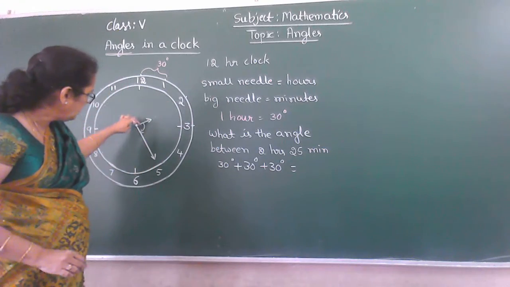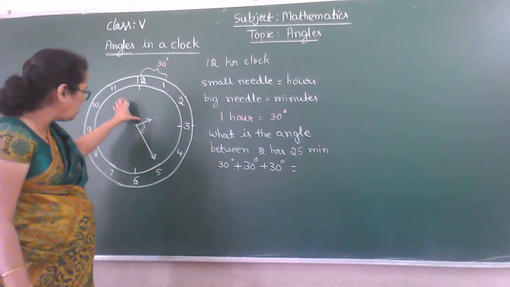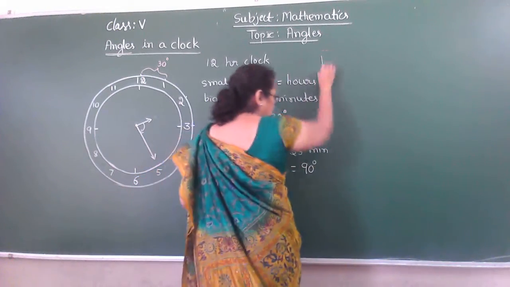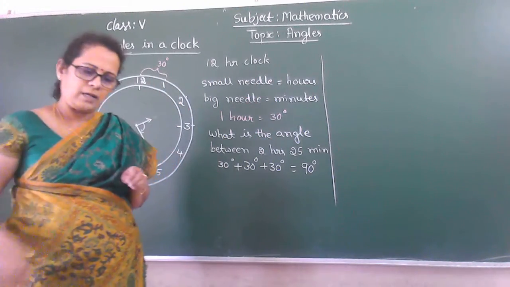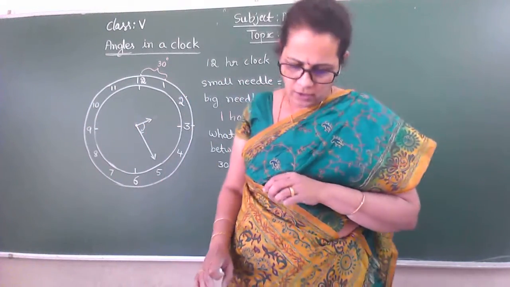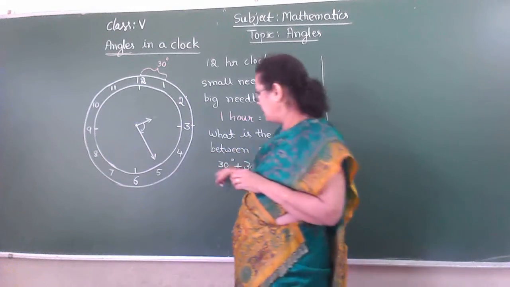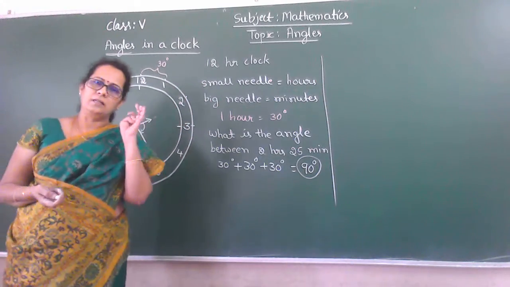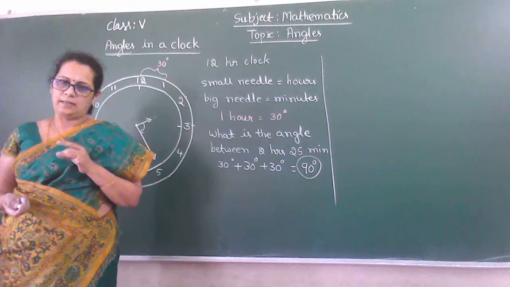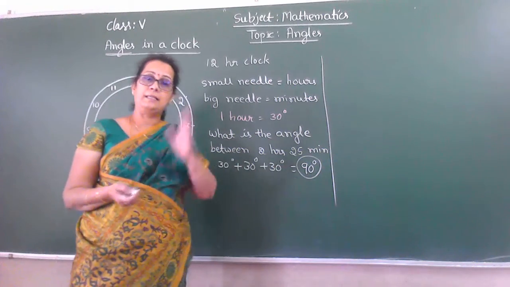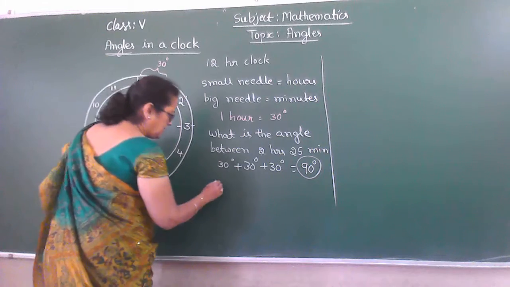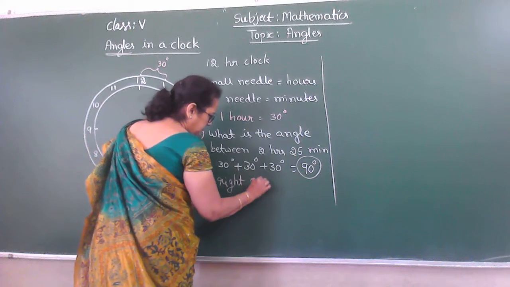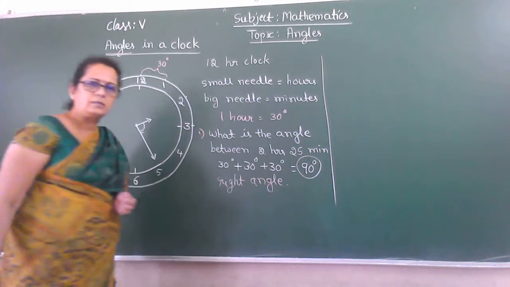So the angle formed here between the small needle and the big needle is 90 degree. Okay, it is 90 degree. I will give some more examples. And also, 90 degree means which angle is this? Whether it is right angle or acute angle or obtuse angle. If the angle is 90 degree exactly, which angle is this? This is right angle. Okay. This is right angle.